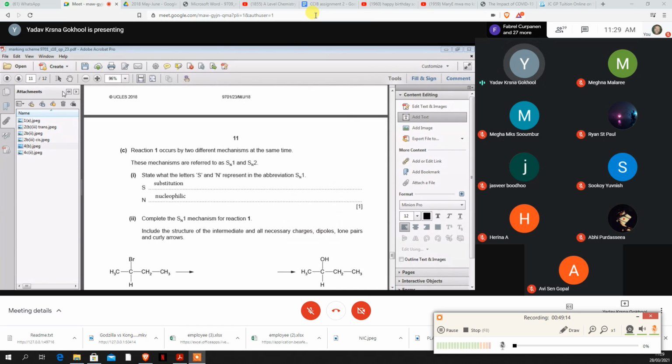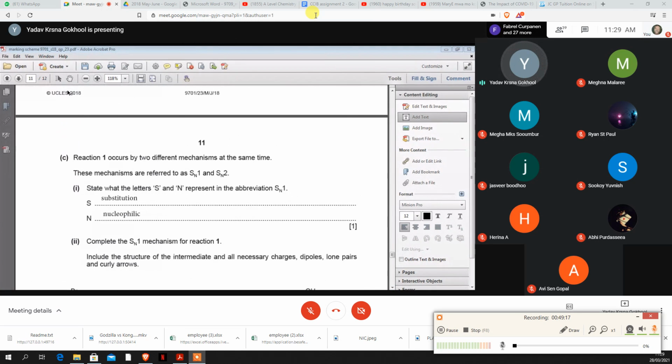Mechanism SN. Okay. In the videos that I have sent you, you have it. One means unimolecular in the slow step. Okay. So when you have S and N, it means nucleophilic substitution, and 2 means bimolecular.